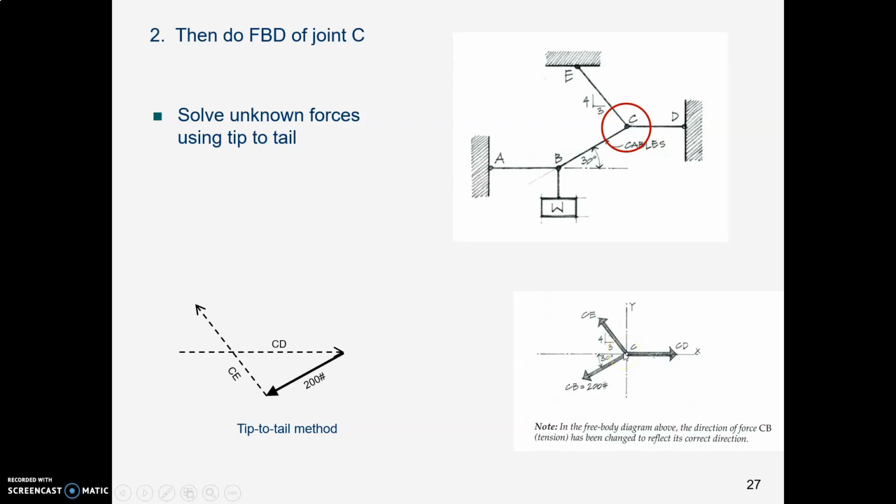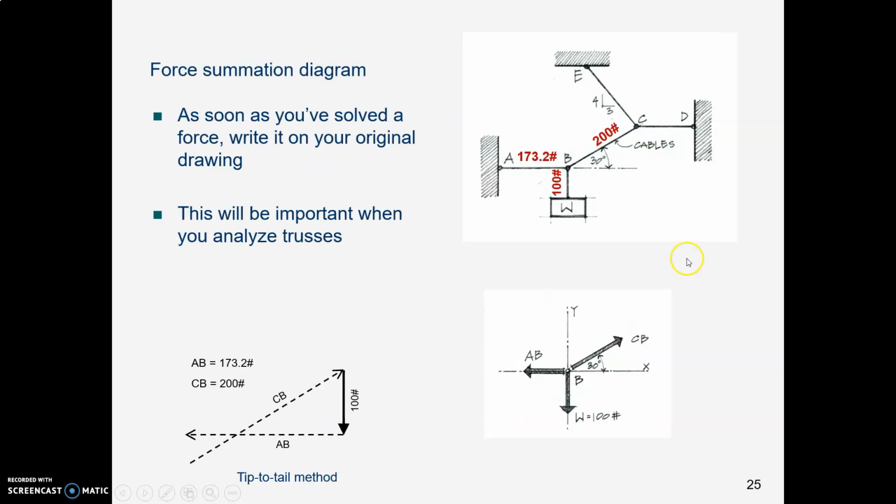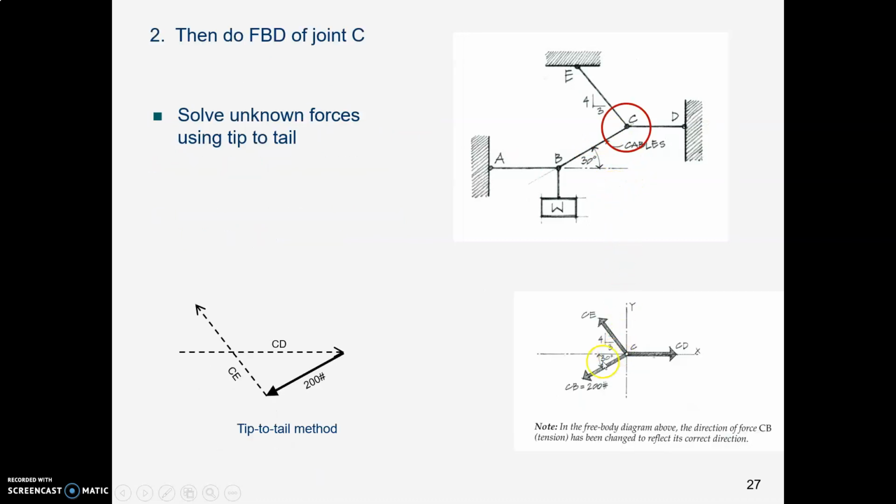So the only one we know so far is that BC is 200 pounds. Let me back up. We know that BC is 200 pounds. See why it's good to write numbers on your summation diagram? All right, that one is 200. So here's your free body diagram with one of them 200.